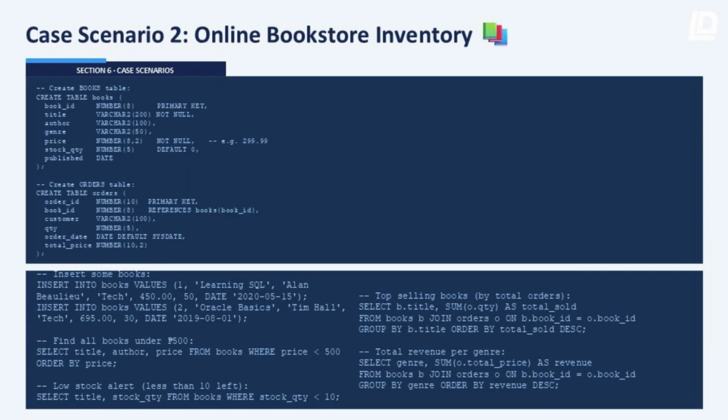In this example, we build an online bookstore inventory system. We create tables for books, customers, and orders, then use joins and aggregate functions to track purchases and analyze sales. This shows how databases are applied in business environments to manage operations and generate insights.